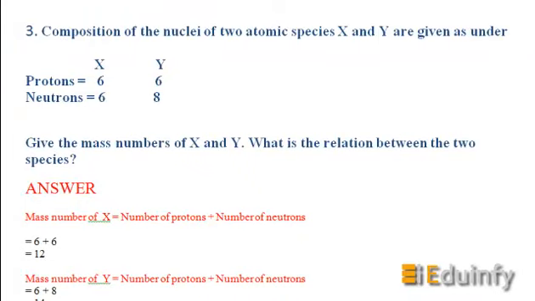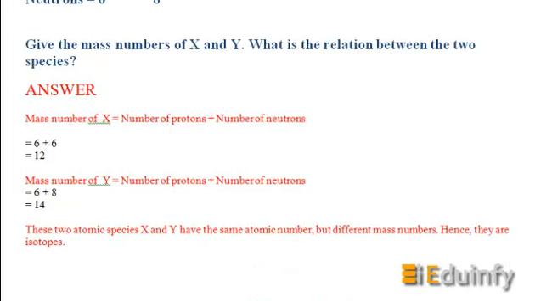Next question. Composition of the nuclei of atomic species X and Y are given as under. X species has 6 protons and 6 neutrons, and Y species has 6 protons and 8 neutrons. Give the mass number of X and Y. What is the relation between the two species? Now we have to tell the mass number. To take out the mass number, we will add number of protons and number of neutrons given.